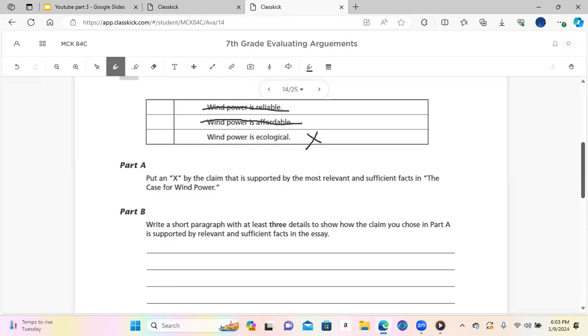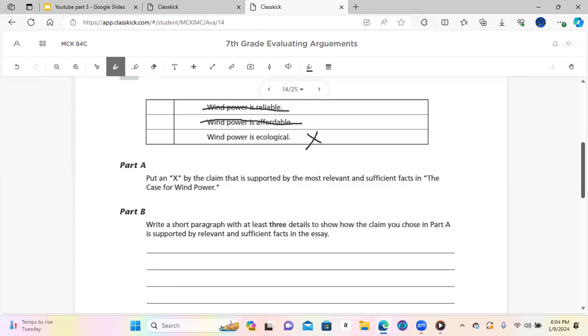So when we think about ecological, it has to do with relating to the environment, and the living things, and the relationship between the living things and the environment. So it's more ecological because it is more environmentally friendly. It won't produce any emissions. The wind power will not produce any emissions, any smog or smoke. So it will not affect the environment. It is a cleaner and safer form of energy.